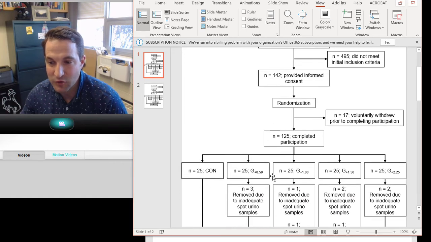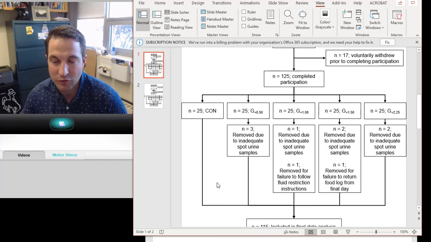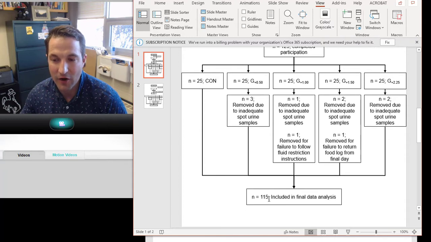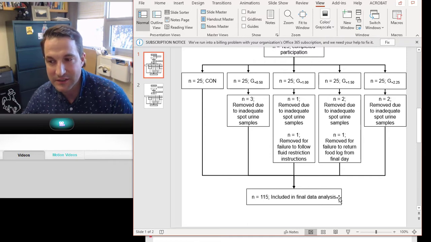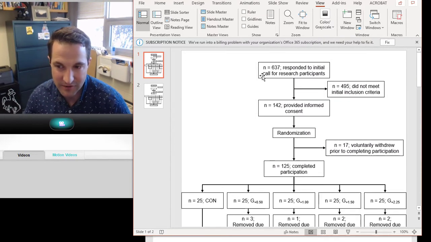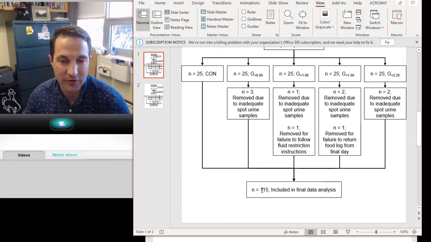Well, we wanted to have 25 in each of our groups. We already gave the rationale why people were excluded after the fact, but now what this figure does is it tells us a little bit more which groups had people excluded and for what reason, okay? And then we know from this that we have 115 people included in the final analysis. So we can see from this figure overall, we started with 637 people. How did we get to the 115?